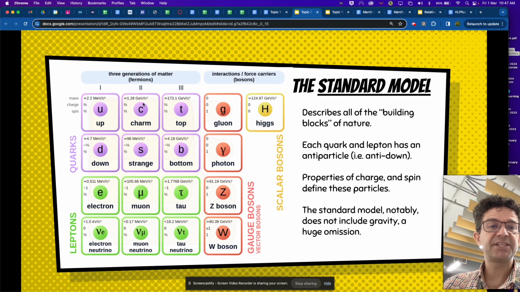When you go to the next generations of matter, the masses increase spectacularly. You go from having 2.2 mega electron volts to 1.28 giga electron volts, and ultimately 170 giga electron volts. These are much more massive particles. Similarly to the muon and tau, you go from half a mega electron volt to 100 mega electron volts to a giga electron volt for the tau.